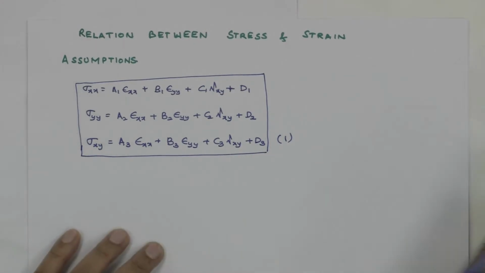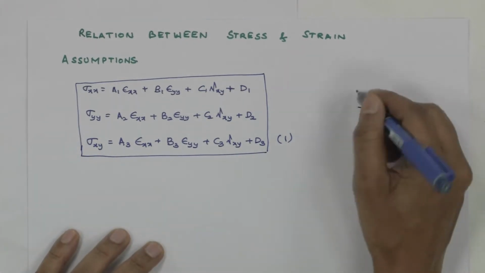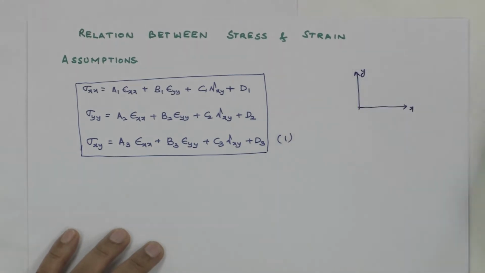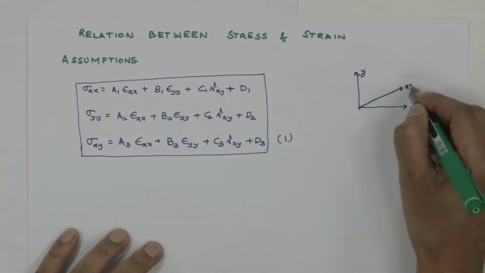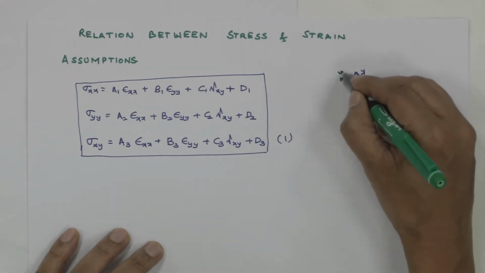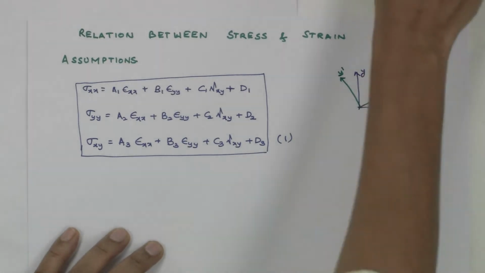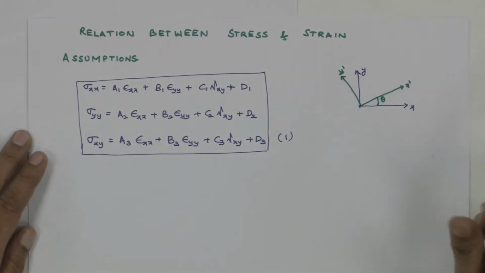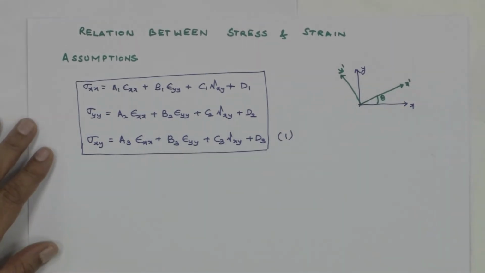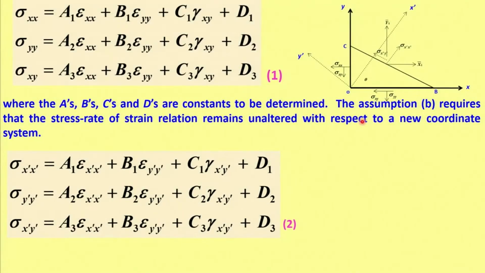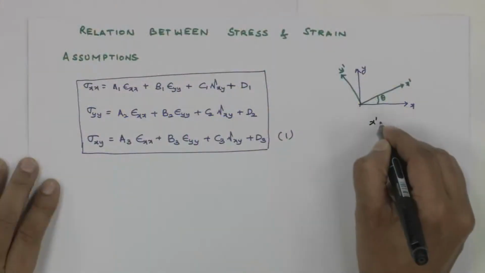Okay. Now, this has been done with x and y as my coordinate system. Let us say I rotate this coordinate system to x prime and y prime, with theta being the angle between the old and the new coordinate systems. So now what will happen? If you get back to slides, assumption B says that the stress and strain rate relation remains unaltered with respect to the new coordinate system. Our new coordinate system is x prime y prime.